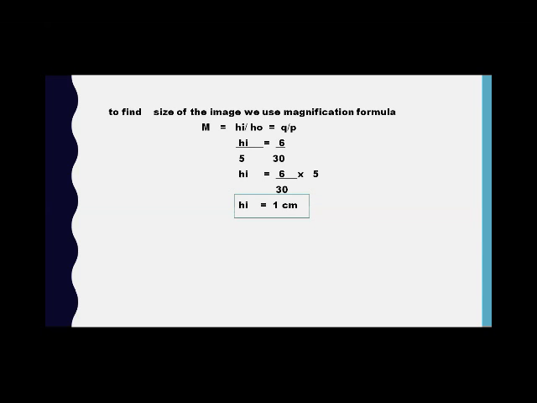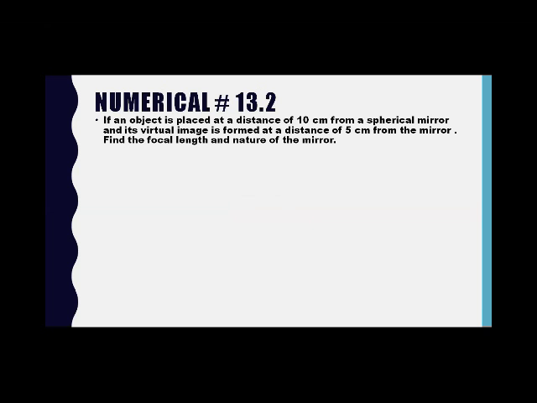Okay, sir, did you get it? Now we are going to solve the next numerical. The second numerical is 13.2. In 13.2, it is saying that if an object is placed at a distance of 10 centimeter from a spherical mirror, and its virtual image is formed at a distance of 5 centimeter from the mirror, find the focal length and nature of the mirror.